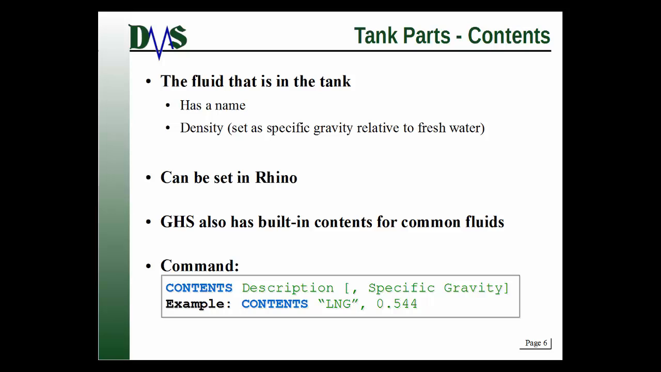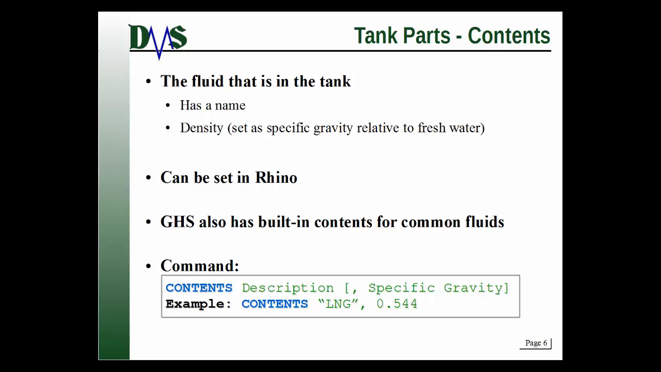Now, here's one of the key things to remember. Densities of fluids in GHS are always set as the specific gravity of the fluid relative to fresh water. That is information that, when you're working in Rhino, you can set in Rhino, but sometimes you don't have to, because GHS also has built-in tank contents for common types of fluids. So for common things like fuel oil or seawater, you don't have to define the actual type of content. You can just give its name, and GHS will automatically look up the density.